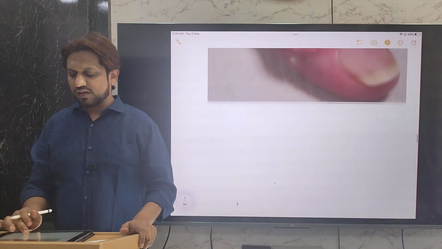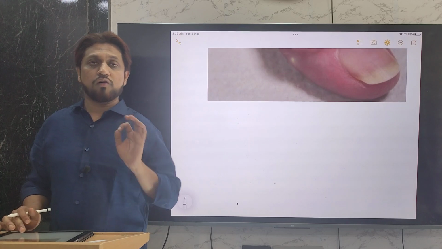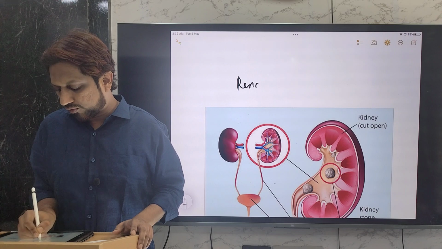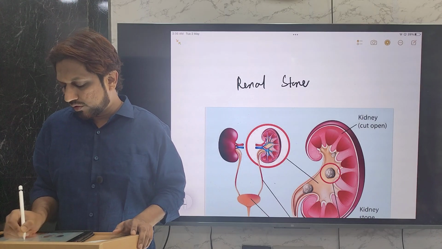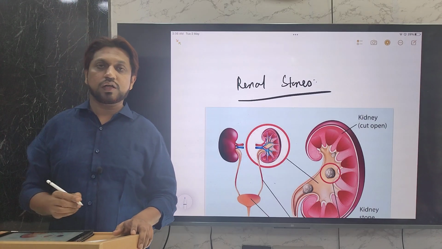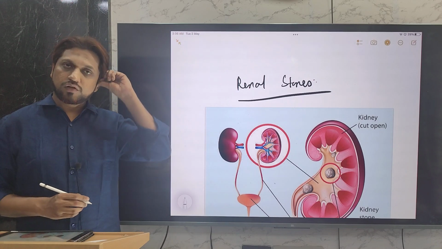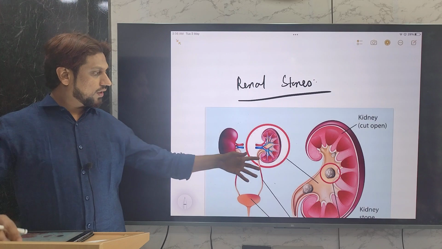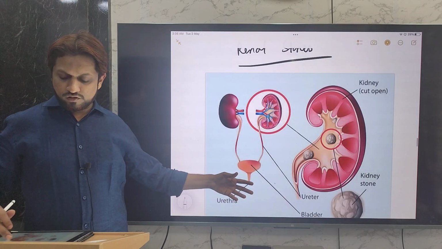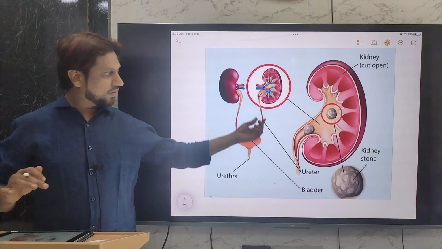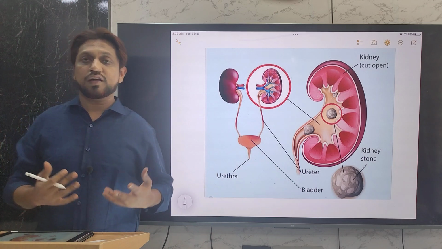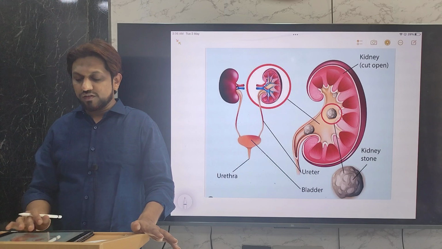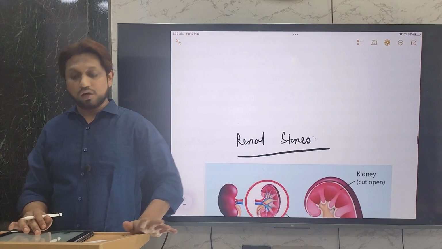Sometimes this can lead to the formation of kidney stones, known as renal stones, that is uric acid stones. Excess uric acid will lead to the deposition of monosodium urate crystals, which will form these stones in the kidneys and the ureters, and will present as renal colic, that is pain in the abdomen. So these are the clinical manifestations of chronic gout.